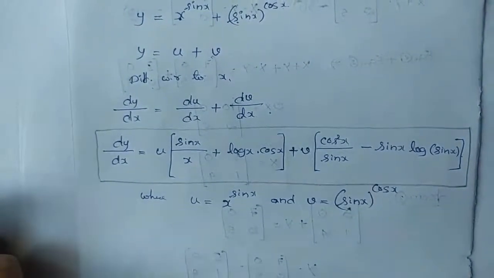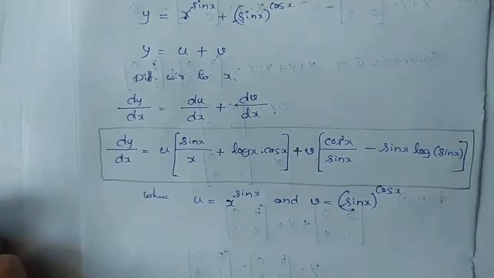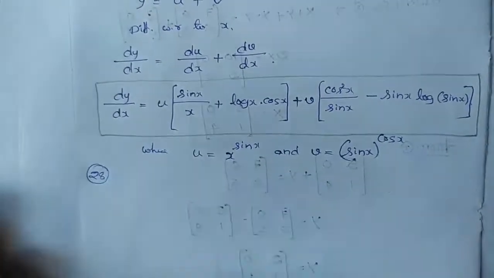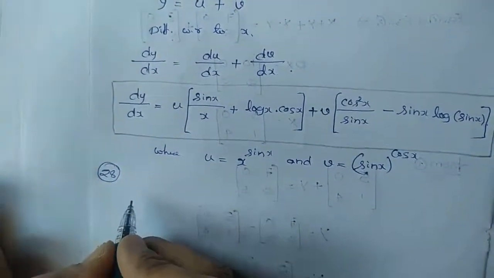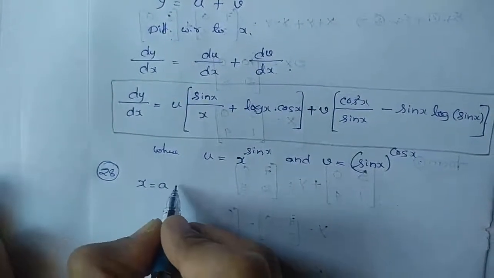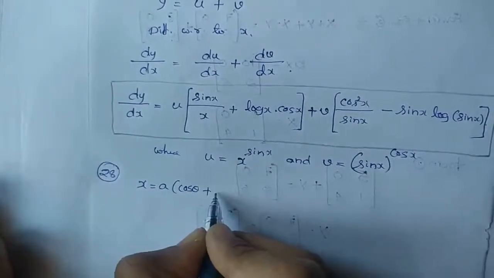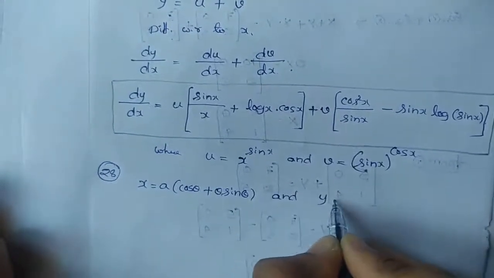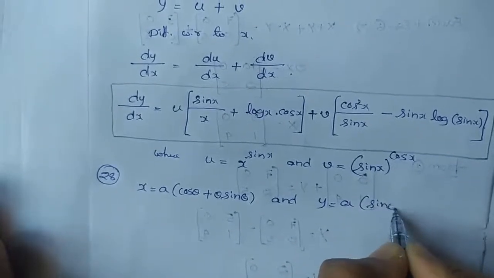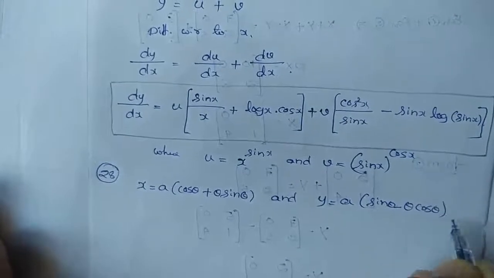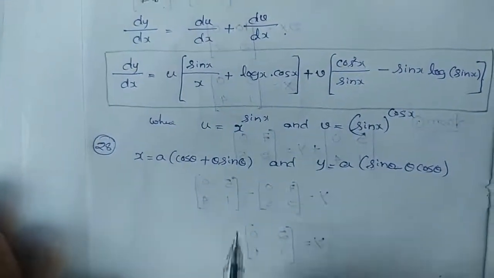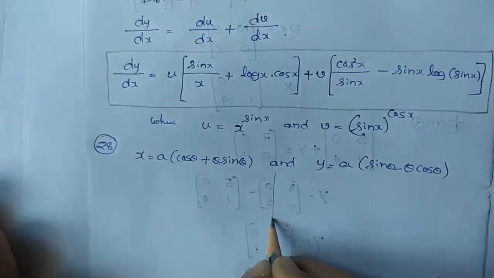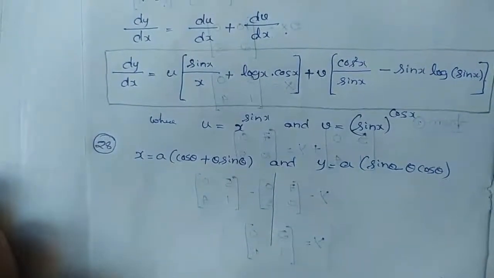Okay, understand? Next we will move on to the next question. See the 28th question. Find dy by dx if x equals a into cos theta plus theta into sin theta, and y equals a into sin theta minus theta into cos theta. So we need to find dy by dx. Before that, let us find out differentiation of x and y with respect to theta.